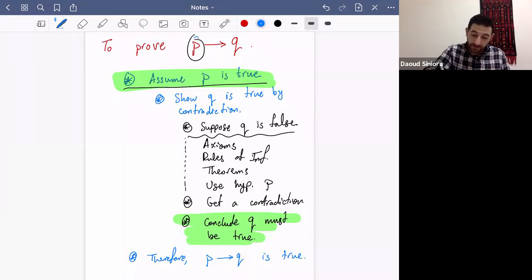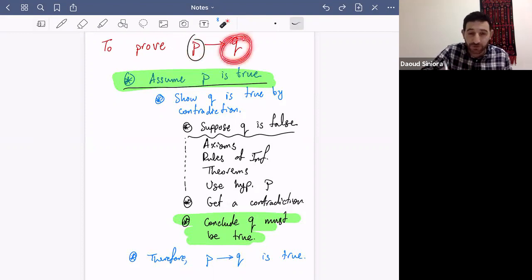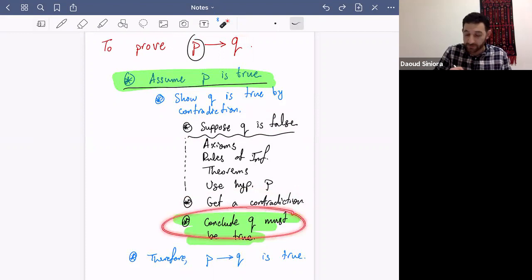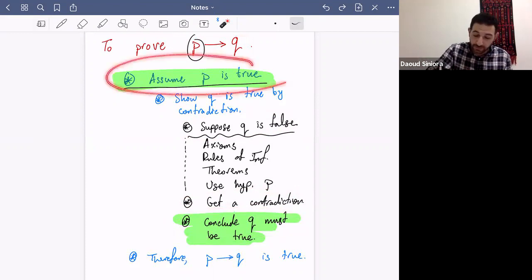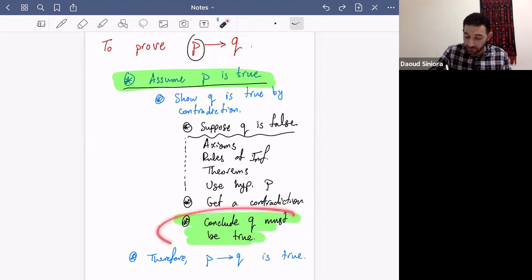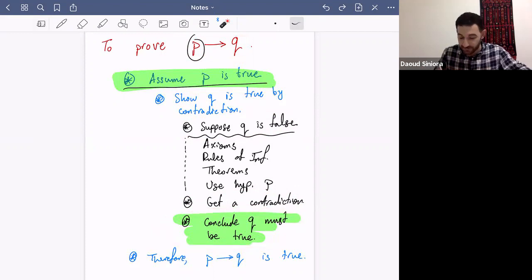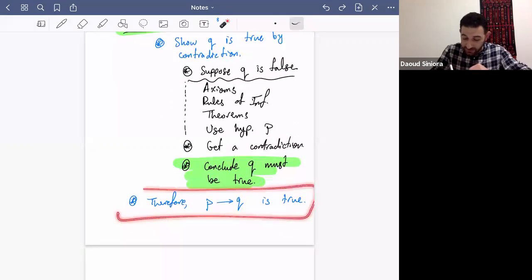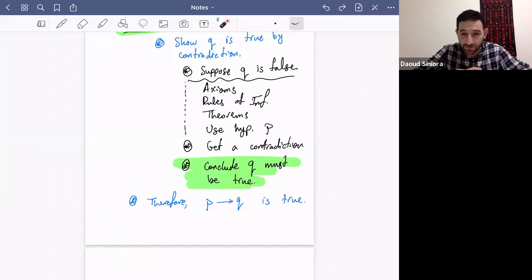Again, to prove P implies Q is true, we assume the hypothesis P is true, and we show the conclusion Q is true by contradiction. So we assume Q is false, we get a contradiction, and conclude that Q must be true. So overall, we assumed P to be true and concluded that Q must be true. This shows that the conditional statement P implies Q must be true. So let's have a quick example on applying this strategy.